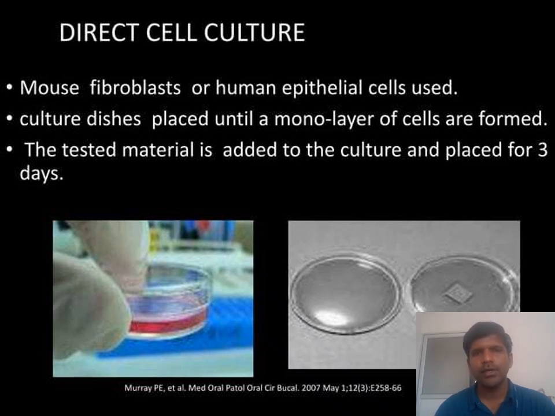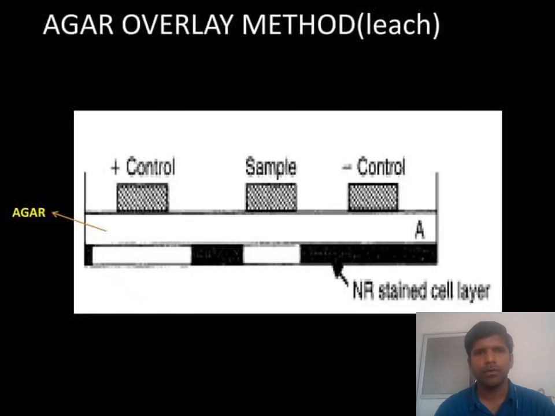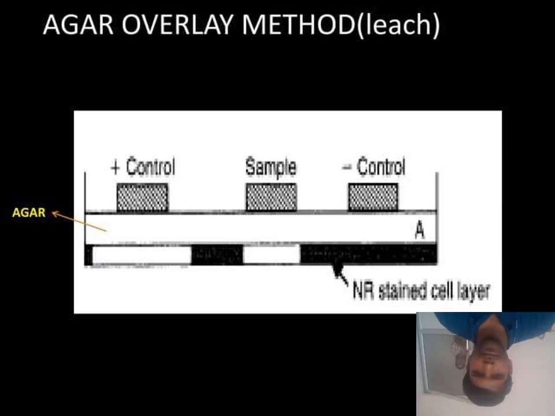The culture dishes are placed until a monolayer of cells is formed, and the tested material is added to the culture and left for 3 days. Coming to the agar overlay method, here we see the control and the sample, and in the bottom we see the stained cell layer.